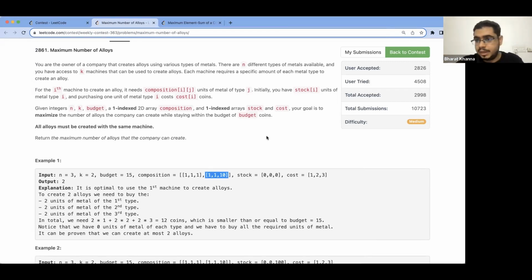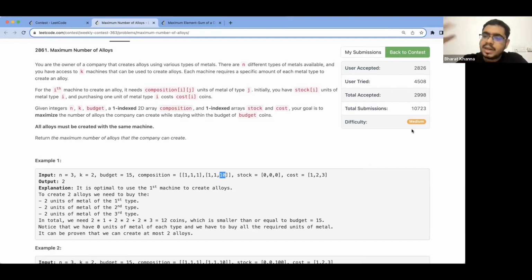Okay, I'll explain it again. So I said we want to make 2 units of alloy. Does that make sense? And I want to use machine number 2. Now, machine number 2 says that for 1 unit of alloy, you would need 1 of the first metal, 1 of the second metal, 10 of the third metal. So for 2 units of alloy, I would need 1 into 2, that is 2 for the first, 2 for the second, and 20 for the third metal. Does this make sense, how we get 2, 2, and 20? So I fixed that we want to use the second machine.